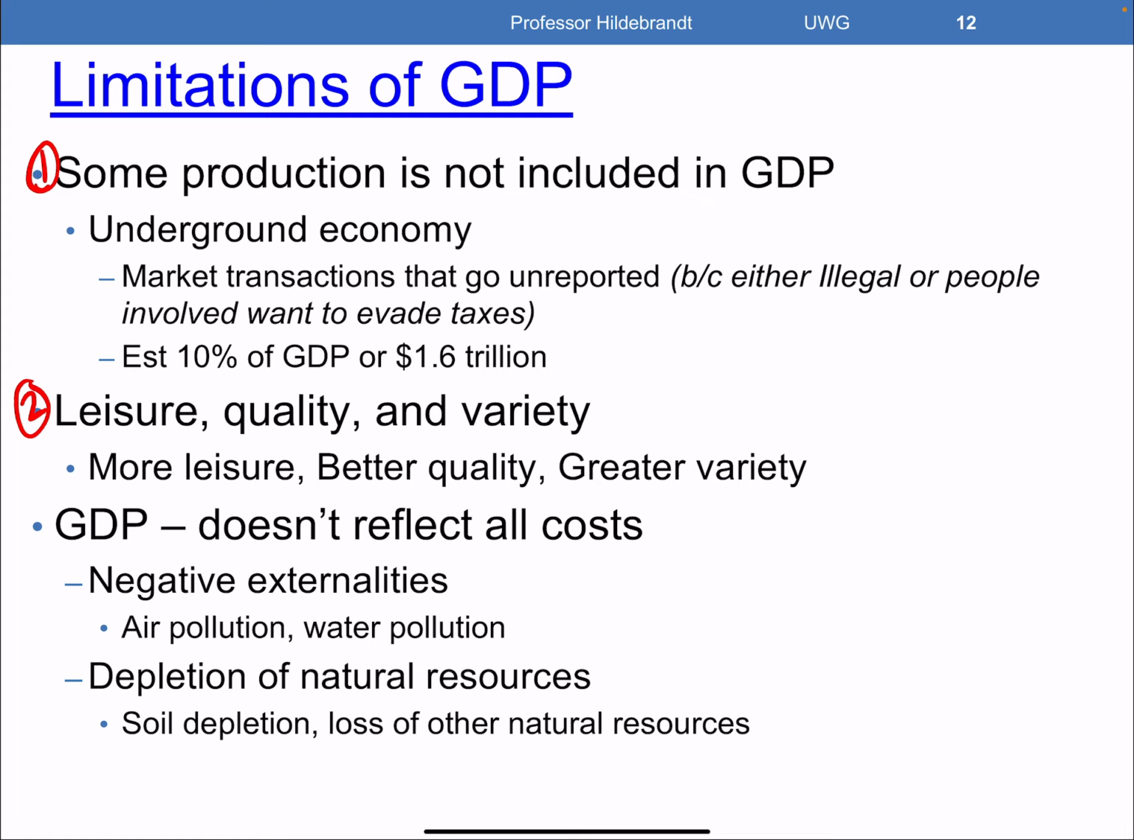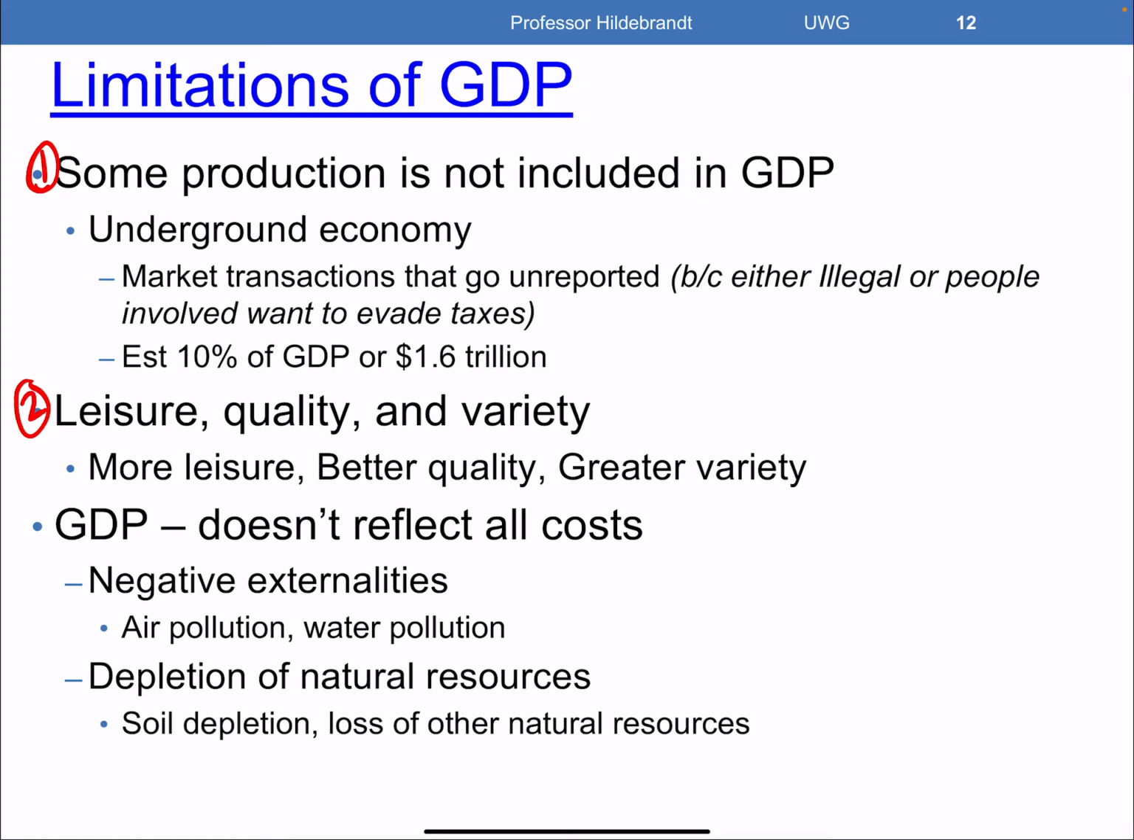And then greater variety, right? For the most part, we tend to have a lot of variety when selecting the goods and services that we want to purchase here in the U.S. And so GDP is not really capturing the depth of the variety that we have either.